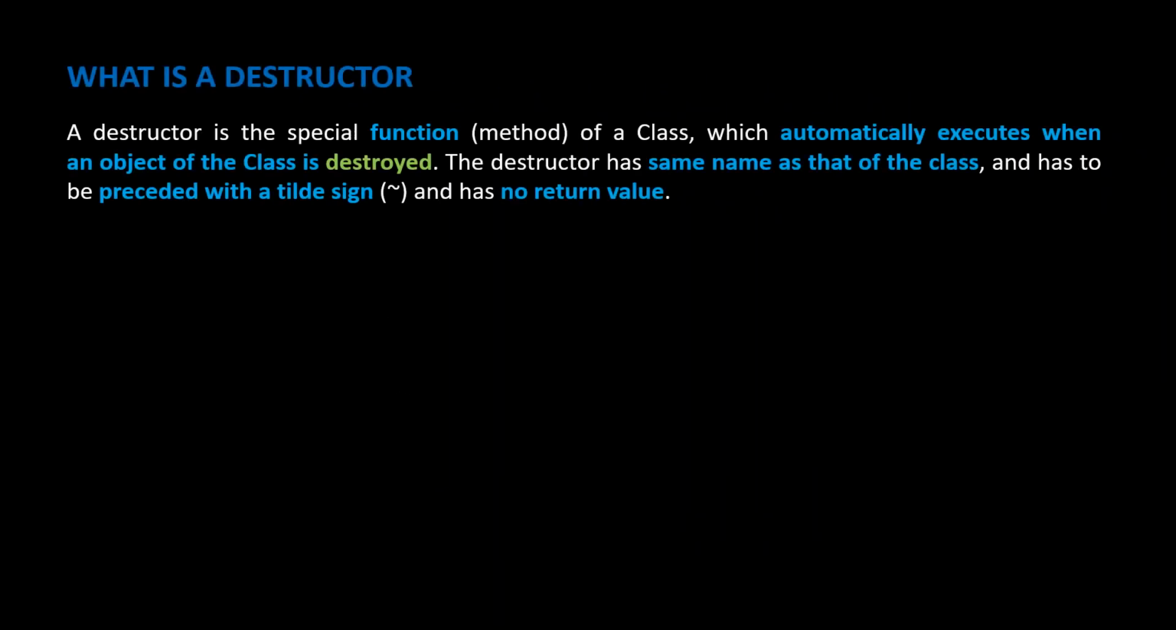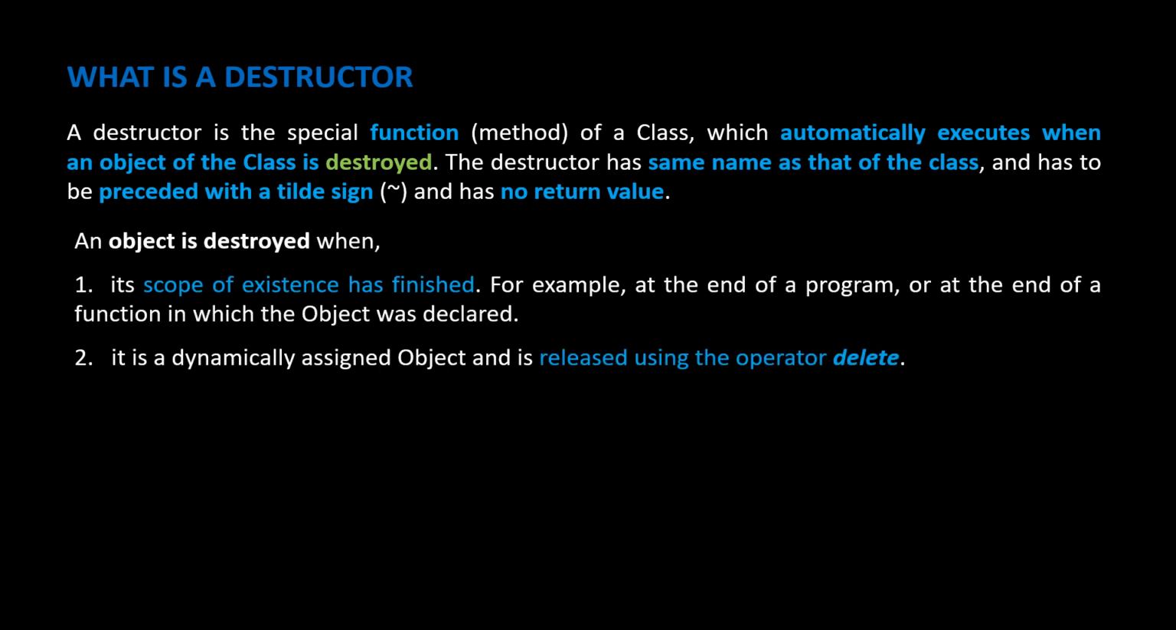What is a destructor? A destructor is the special function, or method, of a class, which automatically executes when an object of the class is destroyed. The destructor has the same name as that of the class, and has to be preceded with a tilde sign, and has no return value. An object is destroyed when, number 1.